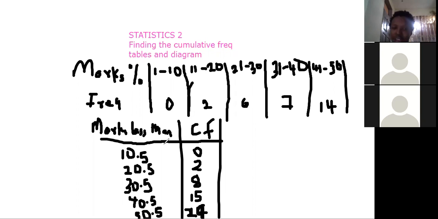On the other hand, we could have started from 9.5. You subtract the 0.5 from this and you start 9.5, 19.5, 29.5, and so on and so forth. We can equally do it that way. So whichever way, it should be the same. It should run through. And that's cumulative frequency. So that is basically it.